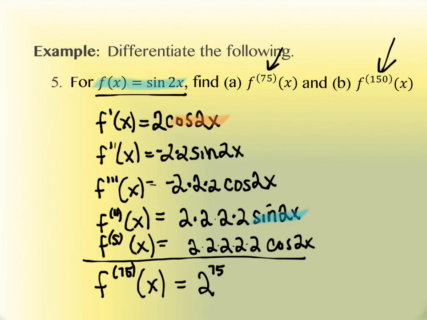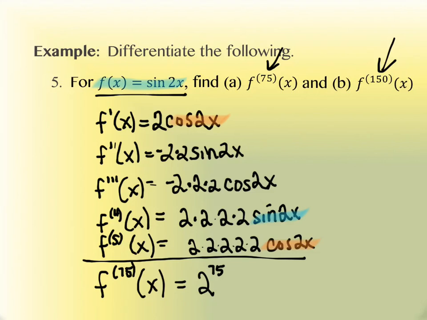It has a cosine of 2x in it, and the 5th derivative also had a cosine of 2x in it. The 6th derivative, what's it going to have in there? Negative sign. It's going to have a sine. So first of all, sine and cosine are just going back and forth, right?